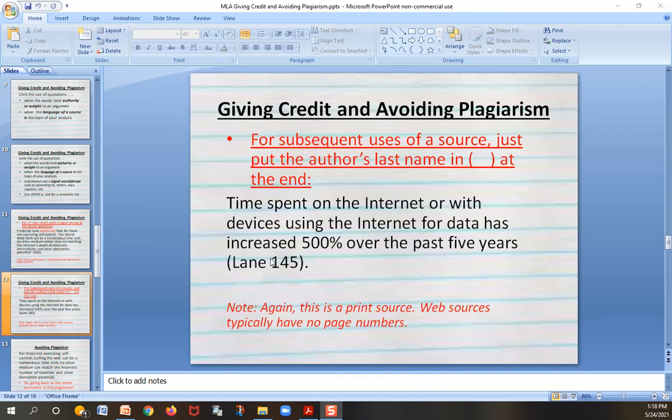Now I'm oversimplifying, but that's really all there is to it, to giving credit. Introduce for the first use. After that, it's all about those parentheses. Let me tell you, it's a lot easier than it was when I went to school back in the 70s and 80s.